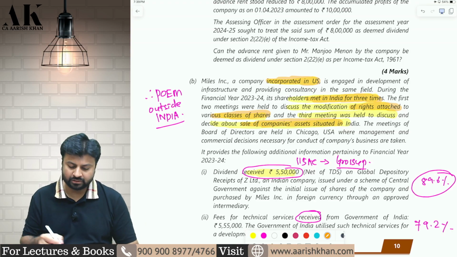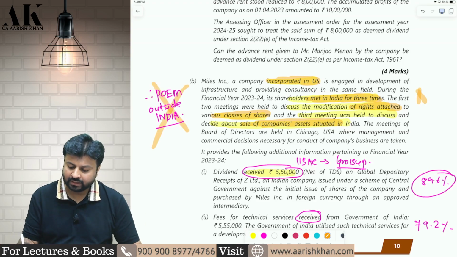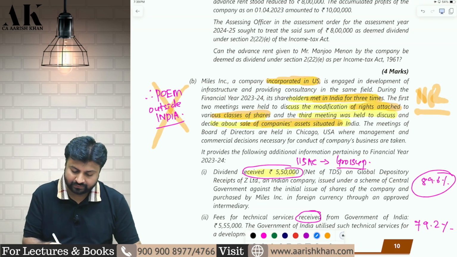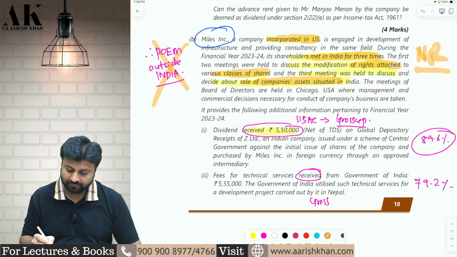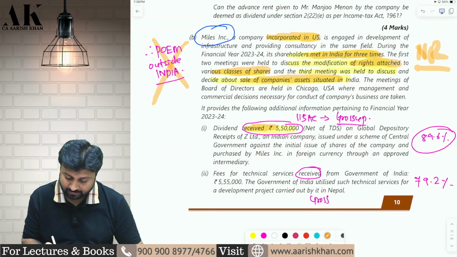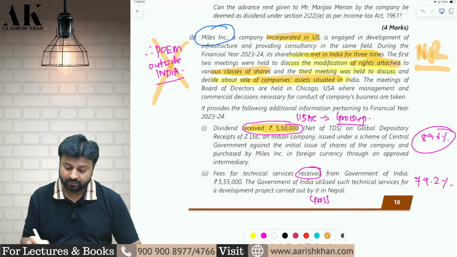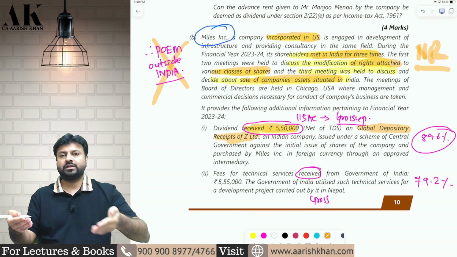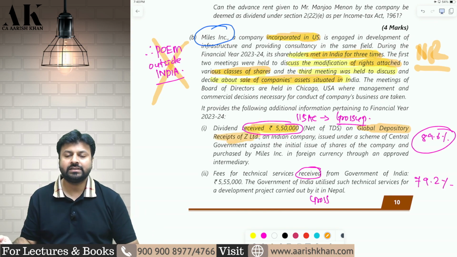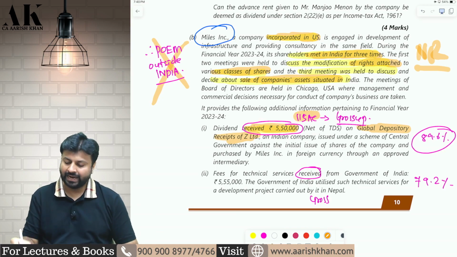Place of effective management. Therefore the POEM is outside India, therefore the company was non-resident. If the company is non-resident, now accordingly we need to answer the following items. If a non-resident company is receiving some dividend of 5,50,000 rupees from GDRs, global depository receipts. So on global depository receipts, if any dividend is received, that is taxable under 115AC at how much percentage?